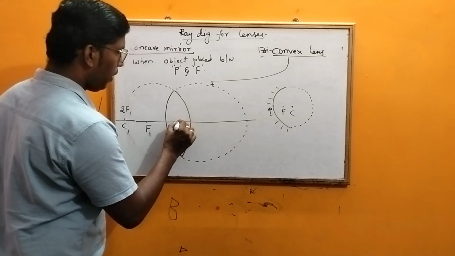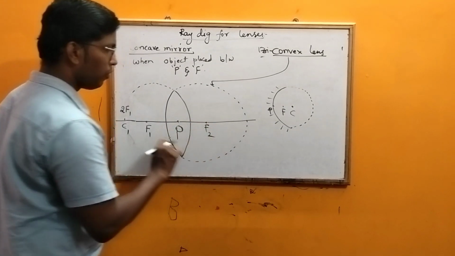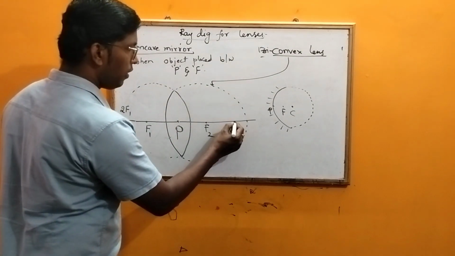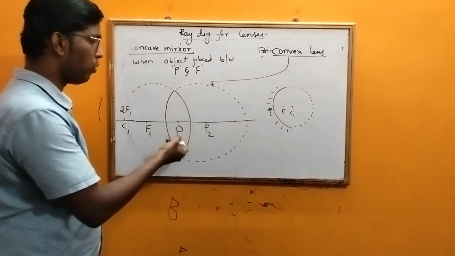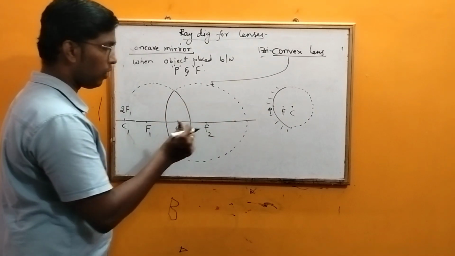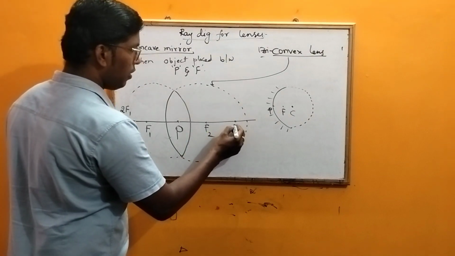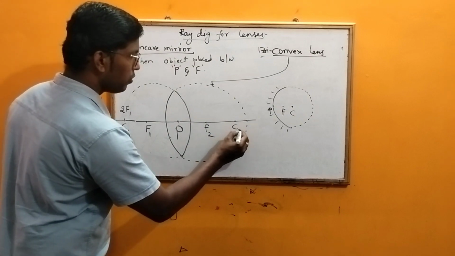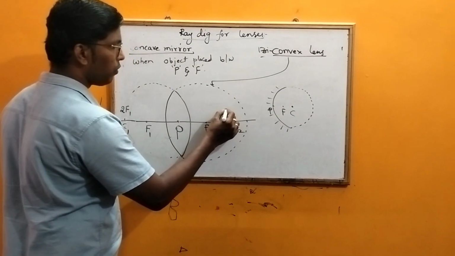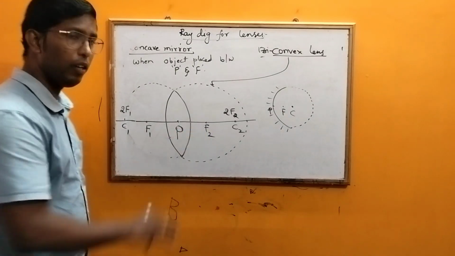Now P is the optic center, and here F2, the second focus point, and another at the same distance. To get the clear ray diagrams, I'll explain how to take the measurements. So we have F1, F2, C1, C2. Or in textbooks it will be given like 2F2, both are same. 2F2 or C2, both are same.